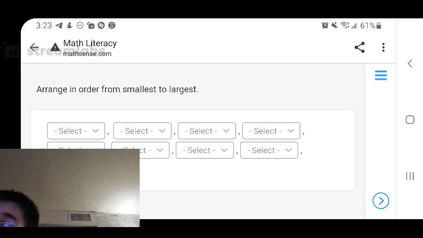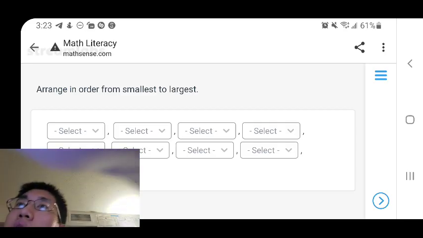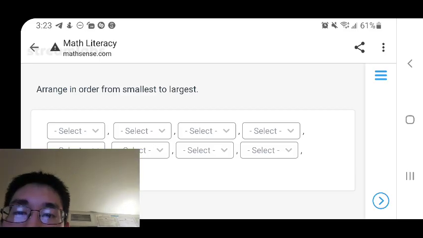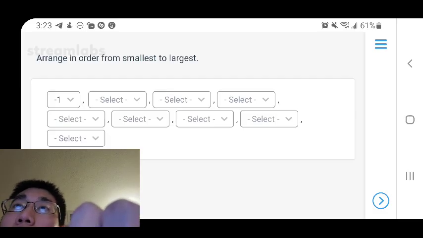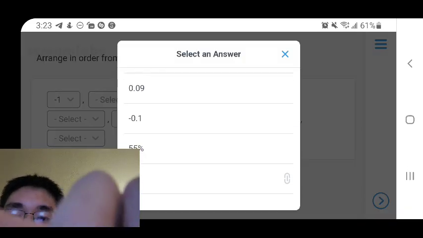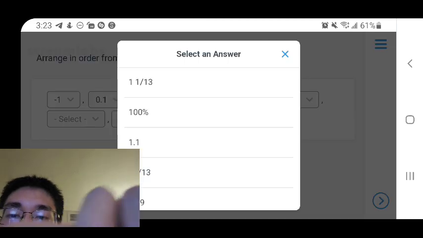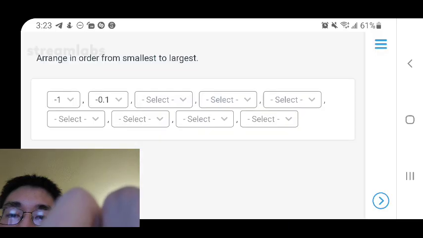It's pretty high. I mean, I don't have to do that. Okay, so let's do this. Negative 1 is the smallest. How do I do this? Click it? Oh, I select it here. Negative 1, and then negative 0.1 is next. Wait, where is it? Here.